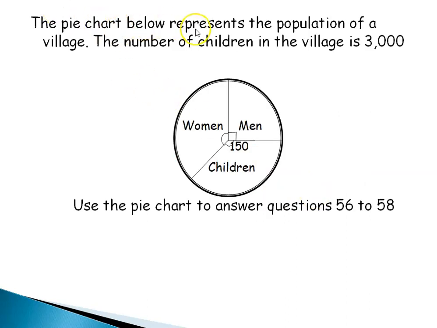Okay, the pie chart below represents the population of a village. The number of children in the village is 3,000. Use the pie chart to answer questions 56 to 58. Alright, let's study the pie chart.